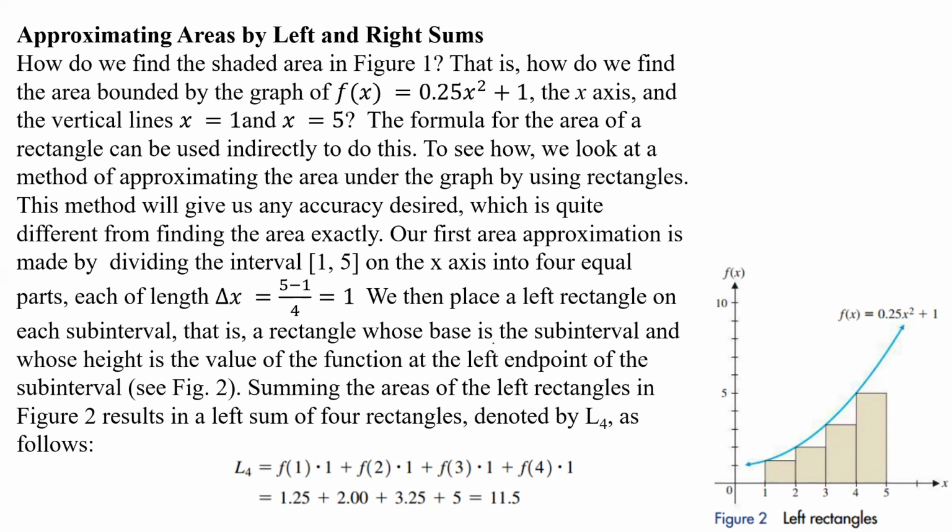That is a rectangle whose base is the subinterval and whose height is the value of the function at the left endpoint of the subinterval. So what that means is we're going to start down here at 1, and we're going to go up until we hit the graph, and then we'll move over until we get to the point where the next interval starts. And then we'll have a vertical line to that. Basically, you're going to draw all these vertical lines to the graph.